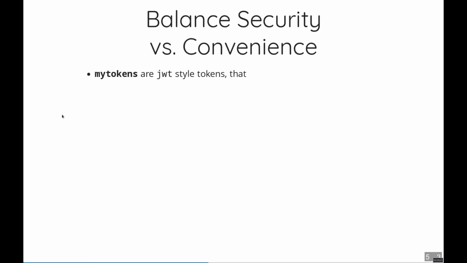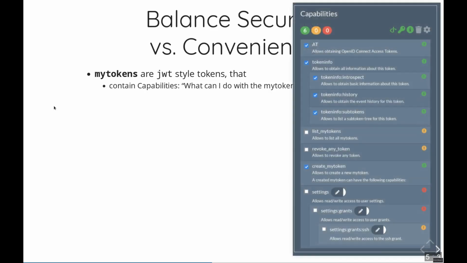How does the balance between security and convenience look like? My tokens are JOT style tokens. They support capabilities. What can I do with my token? And it looks like this in web front end. You can set the capability that allows to obtain access tokens, to obtain information about the token, to list the My Tokens, to revoke the tokens, to create new My Tokens, and so on.